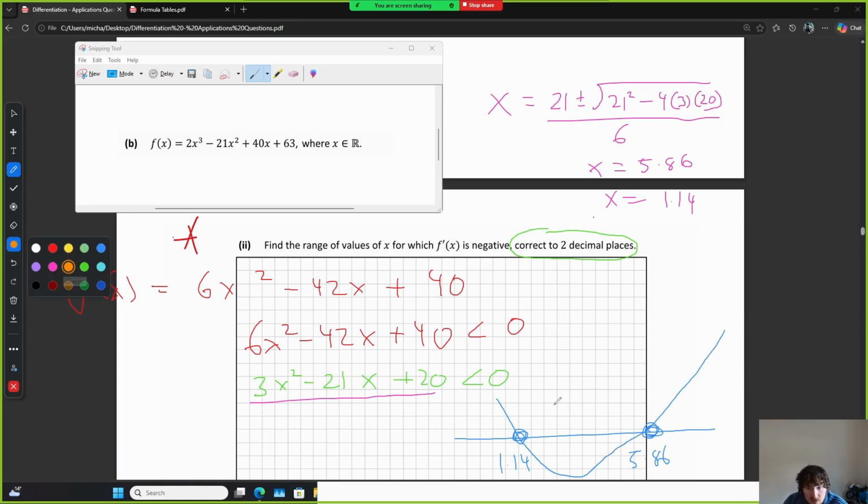And then what are we to 0? Because we are less than 0, we shade the part of the curve that goes below the number line. And we just describe that region there. That region is when x is less than 5.86 and it's greater than 1.14.